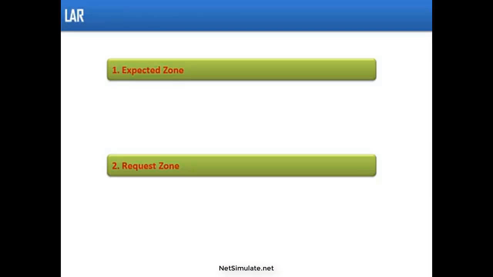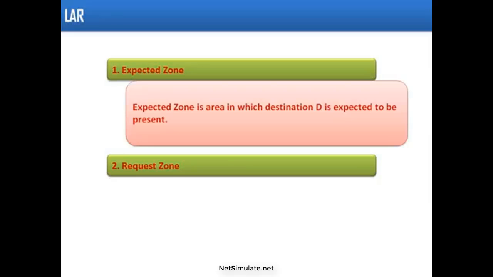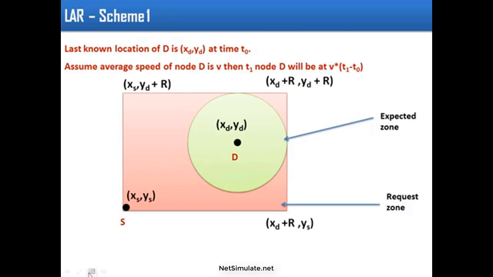Now LAR divides the network into two zones. One is known as the expected zone and the other is the request zone. Expected zone can be considered as an area in which the destination will be available, the area where the destination is moving. So the expected zone is an area in which destination D is considered to be available. Then S will send a route request packet, and these four coordinates will be included in those packets.